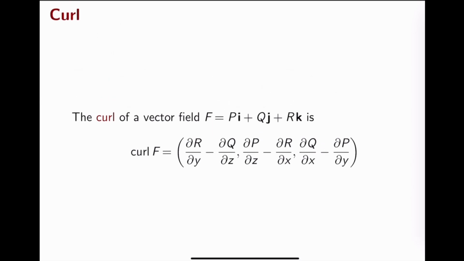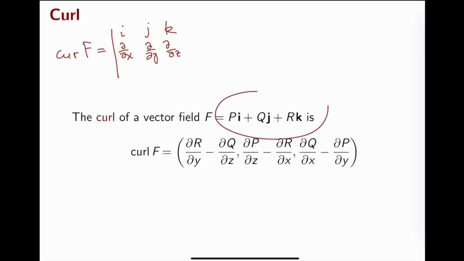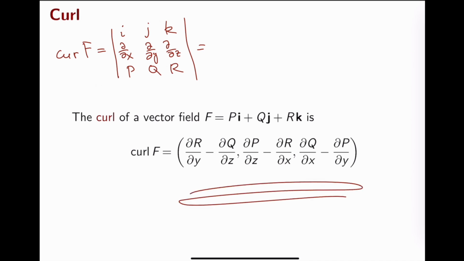So let's calculate it that way. So the curl of F is actually the cross product, which is calculated writing the i, j, k, and so here we are going to put the operator of the partial derivatives and here the components of the vector field, that in this case are P, Q, and R. So when we expand now this determinant, we obtain exactly this.